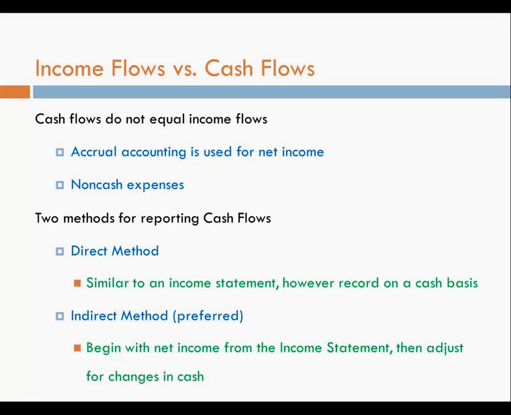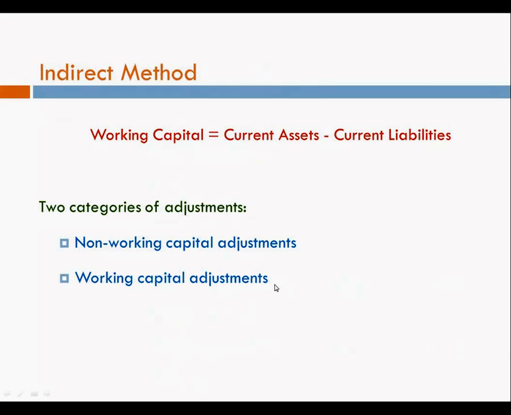So there are two ways that you could report cash flows. The direct method looks like the income statement, except it's on a cash basis rather than an accrual basis, or the method that we'll use and you generally see used, which is the indirect method. You begin with the net income from the income statement, and then you add and subtract to it in the three categories to get to your change in cash. So we'll focus on the indirect method since that's the method that is used.